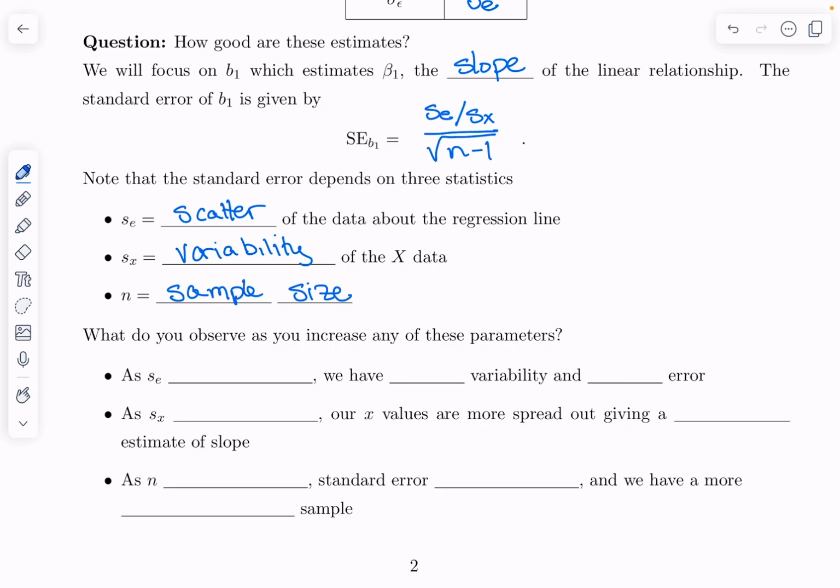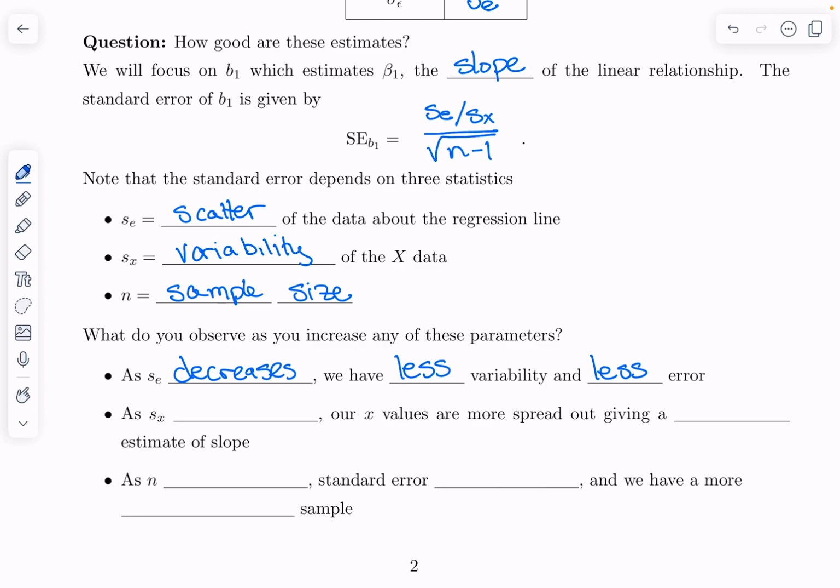Now, what happens as we vary all three of these statistics? Well, as you decrease the residual standard deviation, then you have less variability around that line, and therefore you have less error. So that makes sense why it appears in the numerator of our standard error.